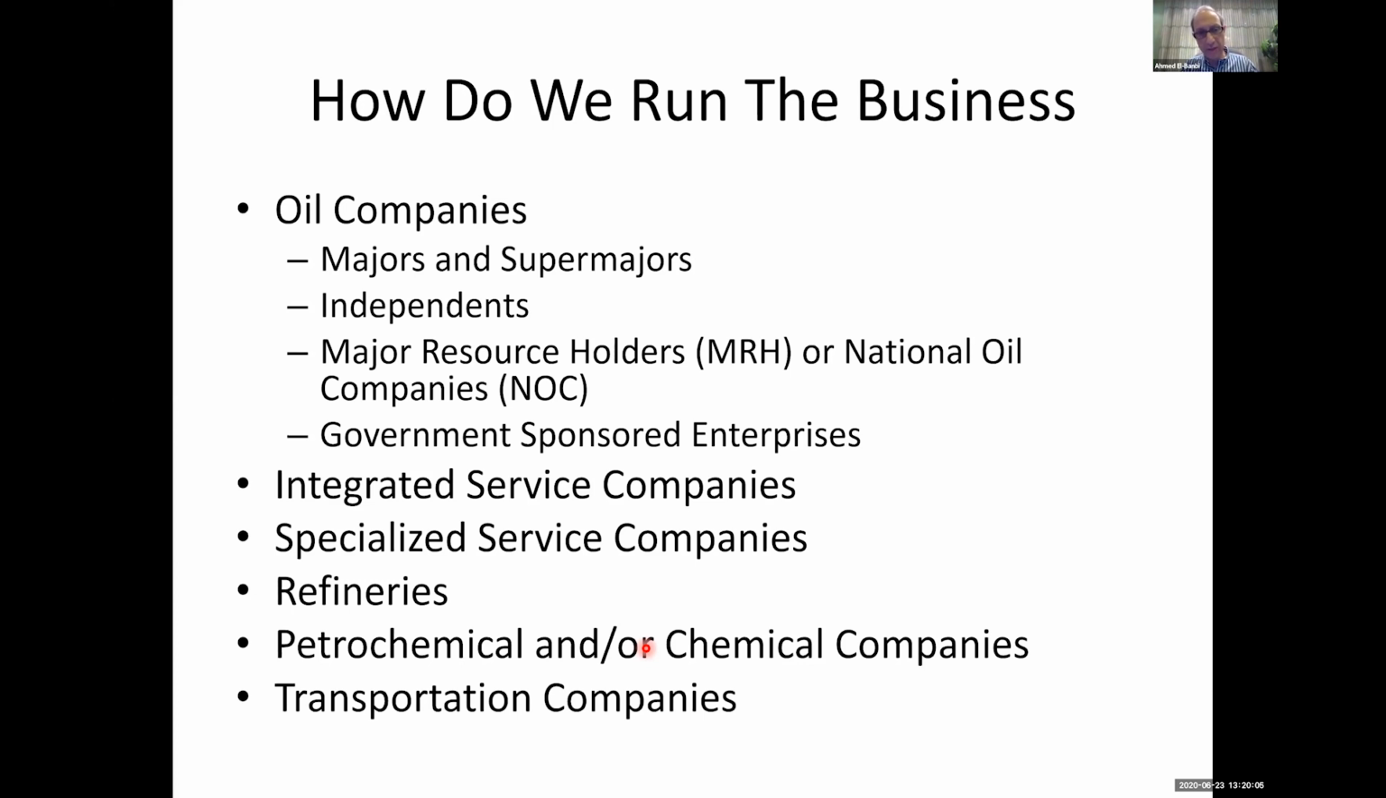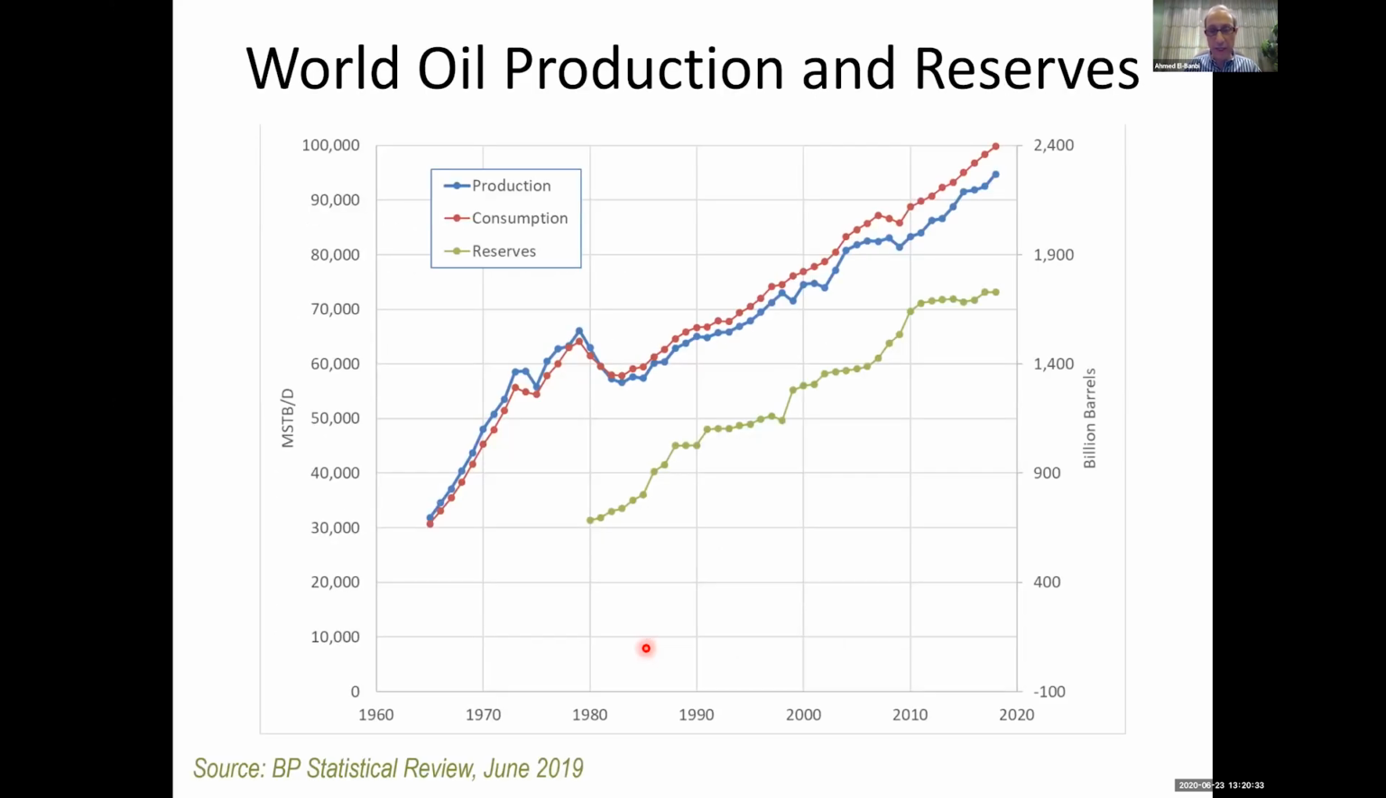And by the way, this is probably good news, because at least 12 million barrels of the oil that we produce every day worldwide goes into the manufacturing of plastics. Then we have the transportation companies, like pipeline companies and shipping companies. So this is basically how the oil industry or the oil business is run. Let's look at a few statistics here, a few charts.